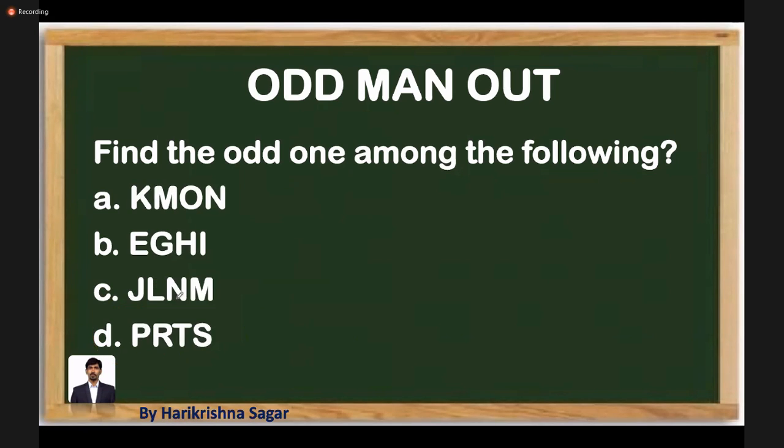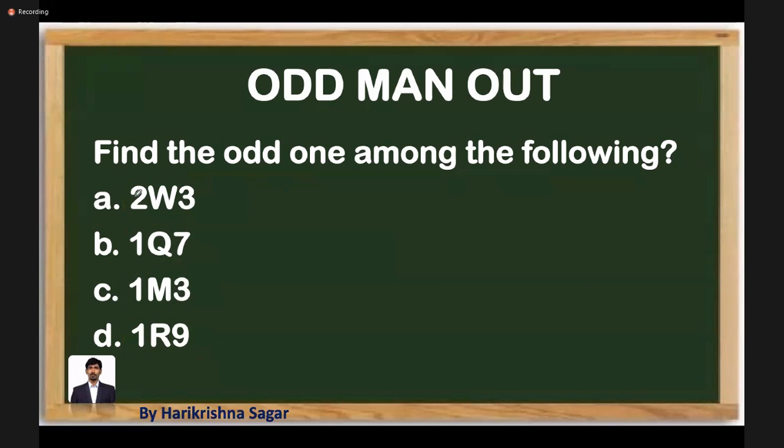if we observe the next one, KMON, KMONEG. So KLM, EFG, JKL, PQR. These are all missing one letter in the middle. And if you observe NO, HIMNST, all these are following this pattern, but this is following the reverse pattern. Mark your answer as option B.